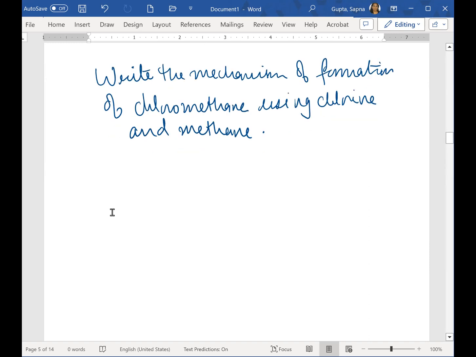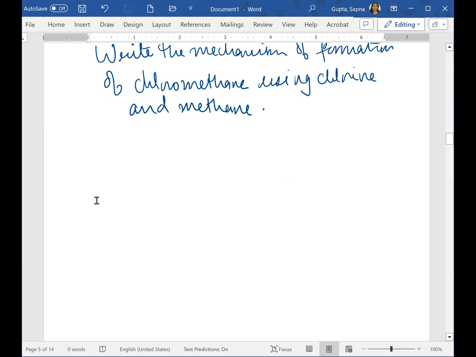Let me just say, I don't know if you noticed this or not, there is no homework for this chapter. I don't think there is one. It's just the study sheet, so you can get an idea of how to write these reactions out. So write the mechanism of the formation of chloromethane using chlorine and methane. We're going to write this, and again, remember, we have to do three steps in this case.